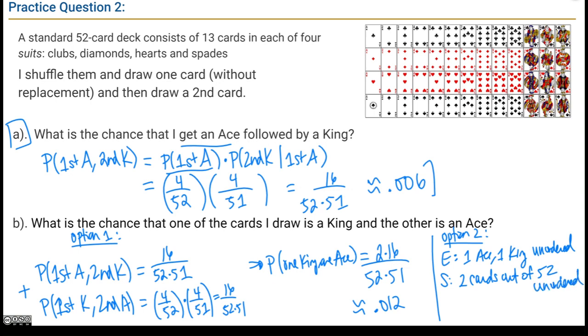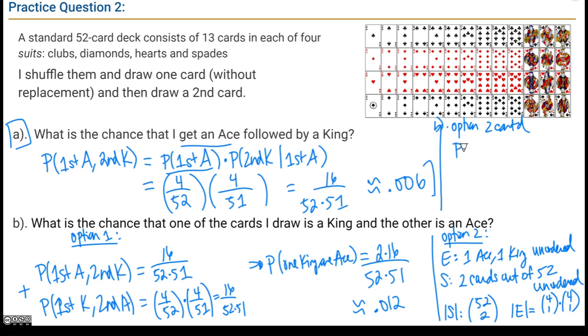Again, unordered. And so if I do that, I can realize all the ways I could choose 2 cards out of 52 where order doesn't matter, that's 52 choose 2. And all the ways that I could get my numerator here, 1 ace and 1 king unordered: I have 4 possible aces and I'm choosing 1, and I have 4 possible kings and I'm choosing 1. So this is option 2 continued for part B.